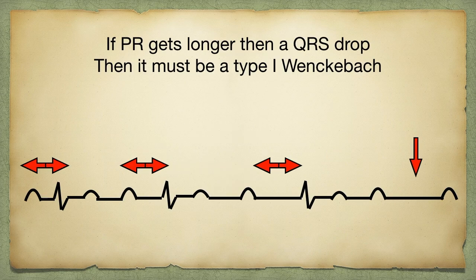There are two types of second degree heart blocks, Mobitz type 1 and Mobitz type 2. The type 1 is also called Wenckebach. This is when the PR interval progressively gets longer until there is a QRS drop. So if PR gets longer than a QRS drop, then it must be a type 1 Wenckebach.